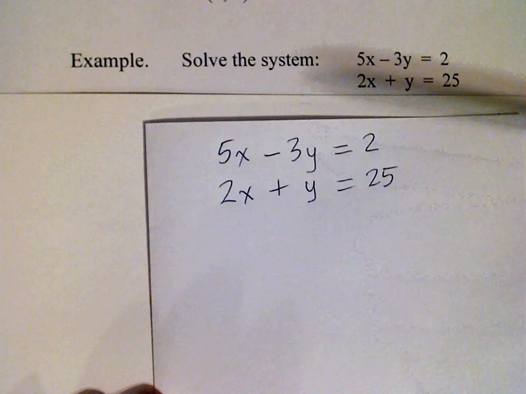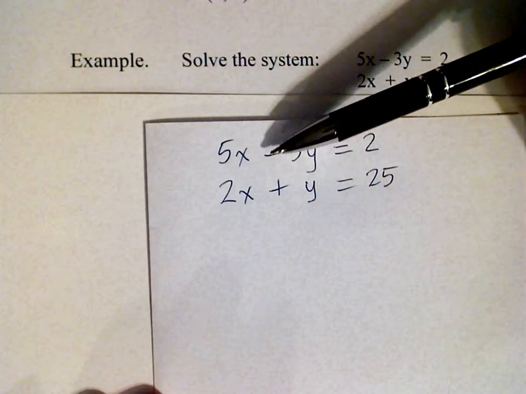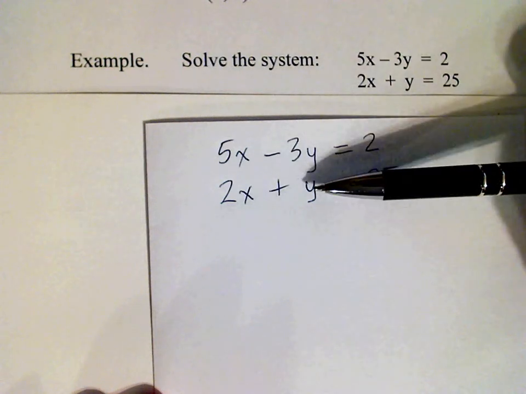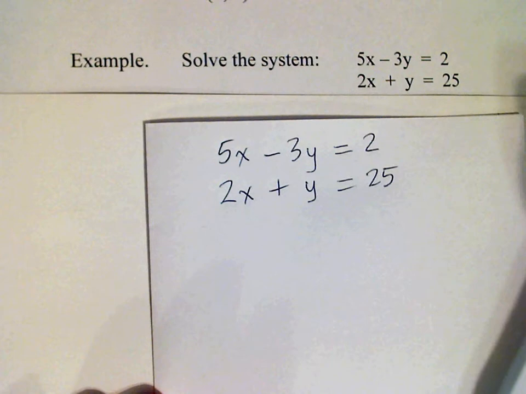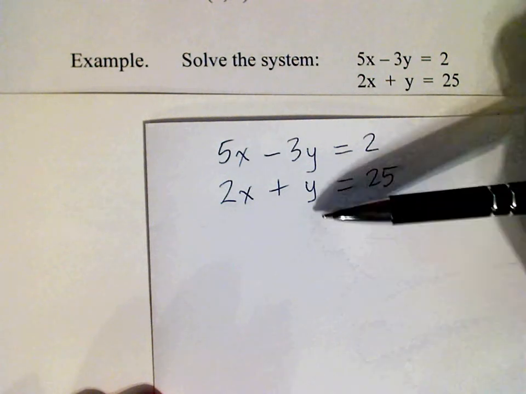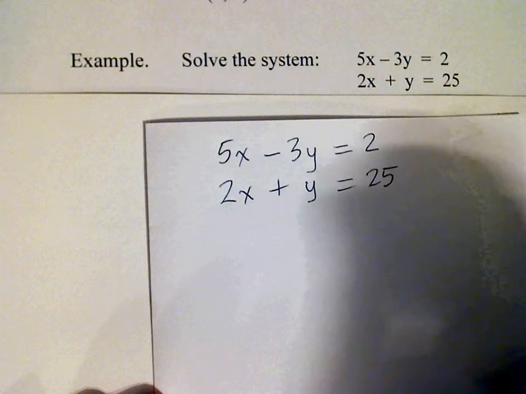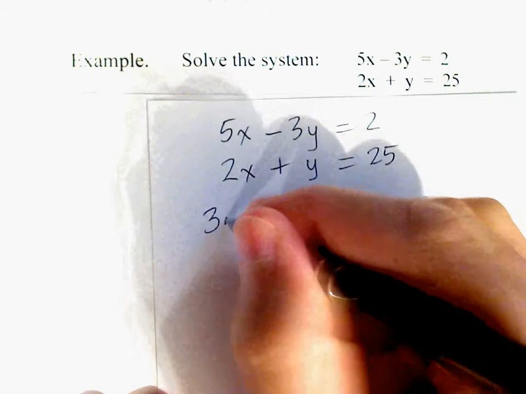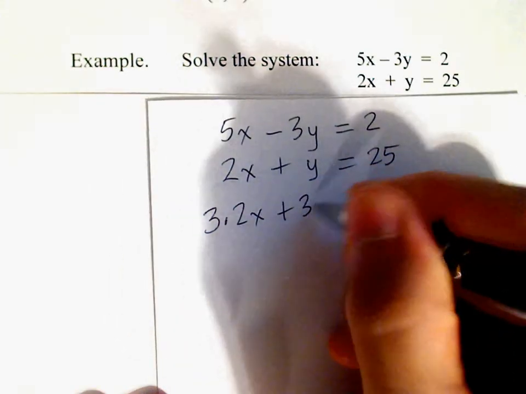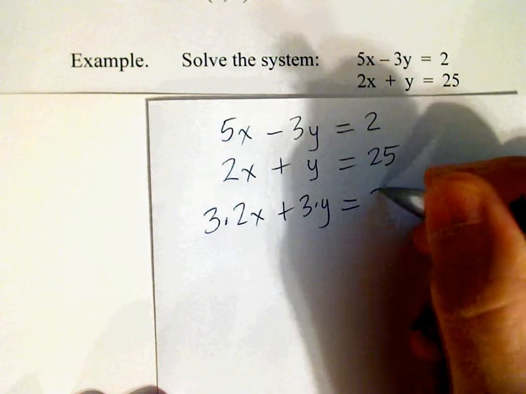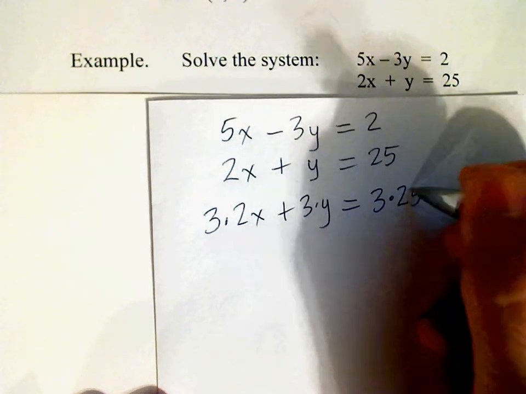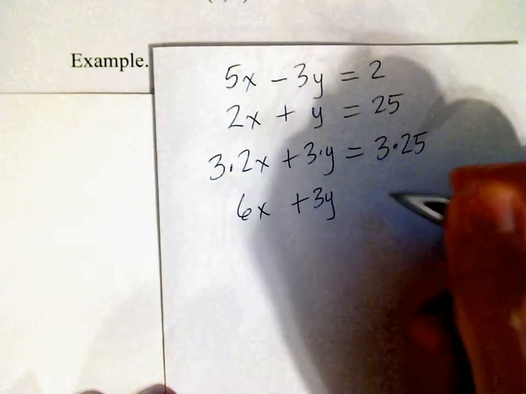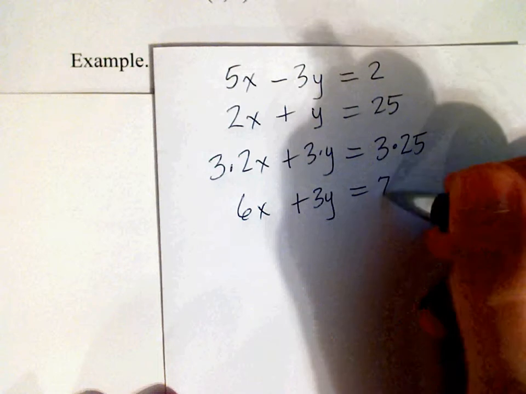And the way to do that is to notice that we have a negative 3y here. If only we had a 3y here, then the y's could be eliminated. Well, we can easily make this a 3y just by multiplying the second equation by 3. So let's do that. Okay, so 3 times 2x plus 3 times y, and of course we must multiply on the right-hand side too, 3 times 25. And so that gives us 6x plus 3y is equal to 75.